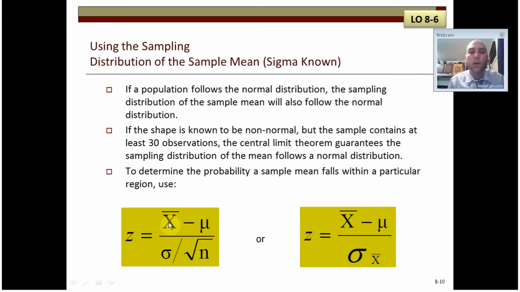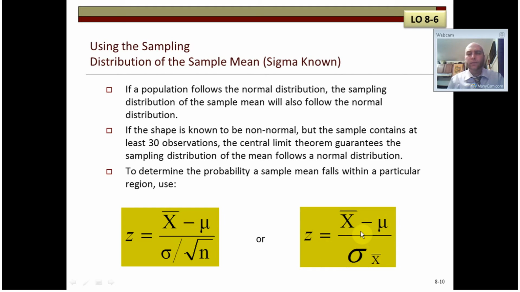So x bar becomes x. Mu stays mu. Sigma represents the standard deviation of individual scores, so that doesn't change either. And then you divide by the square root of n. Well, if you take one thing, n is 1, square root of 1 is 1, you're dividing by 1. We're not affecting the result at all. You could use this formula for all your z-score needs, whether you're talking about individuals or samples, but it's a bit bulky. You don't need to do all that work.